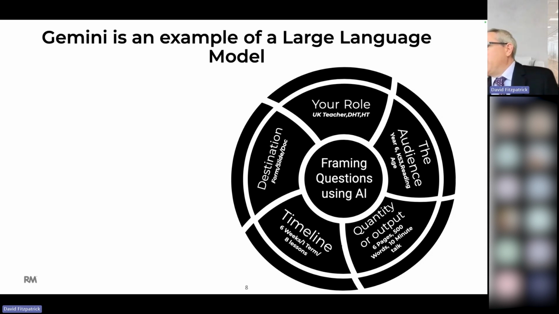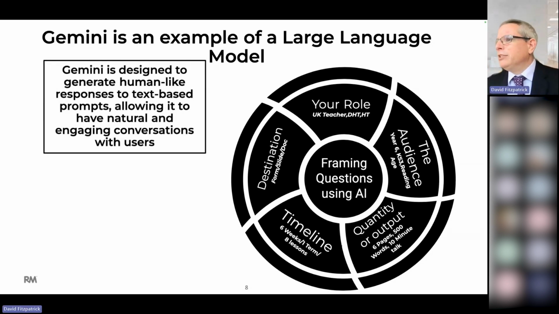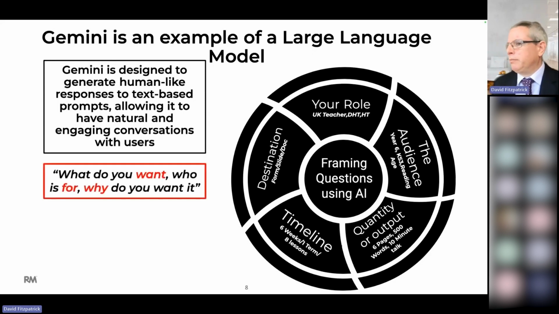And finally, where do you want the output to go? Is it for a Google document or a Word document? Is it for a PowerPoint or a Google slide, or is it for a Google form? So Gemini is a large language model which is designed to generate human-like responses to text-based prompts, allowing it to have natural and engaging conversations with users.